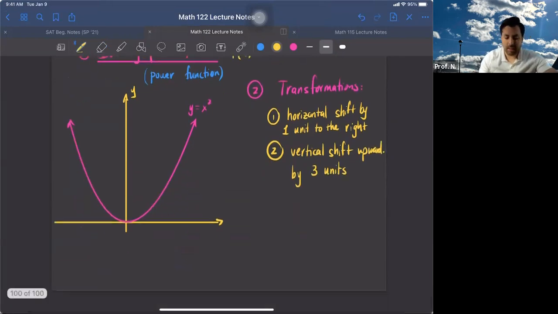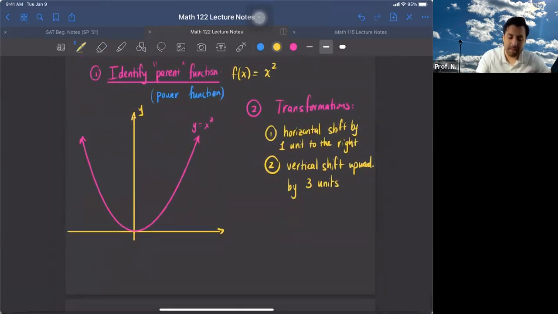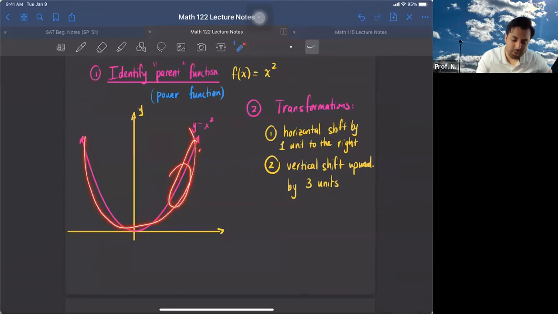So what does that mean? That means I'm saying, hey, look, I'm going to take this graph. I'm going to shift it over by 1 unit to the right, and I'm going to move it up by 3 units.